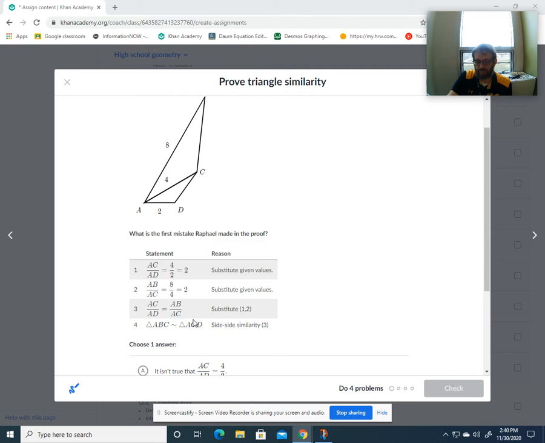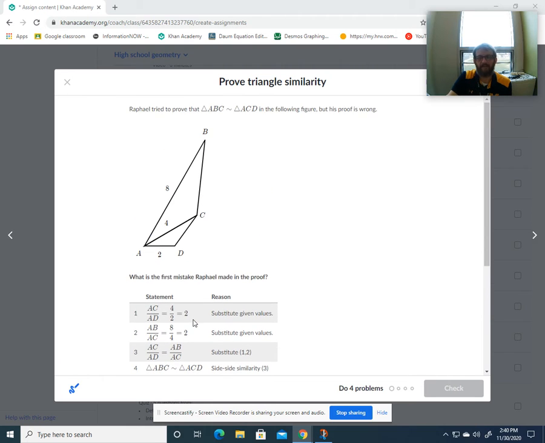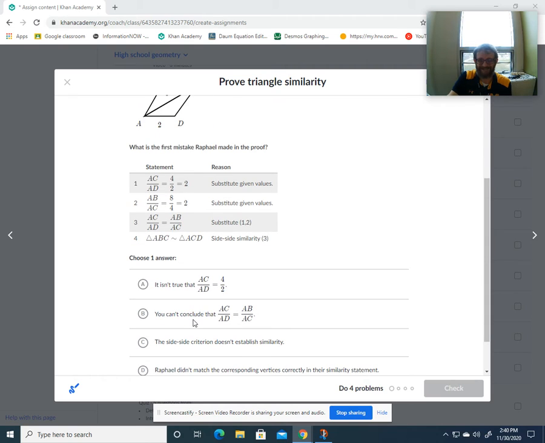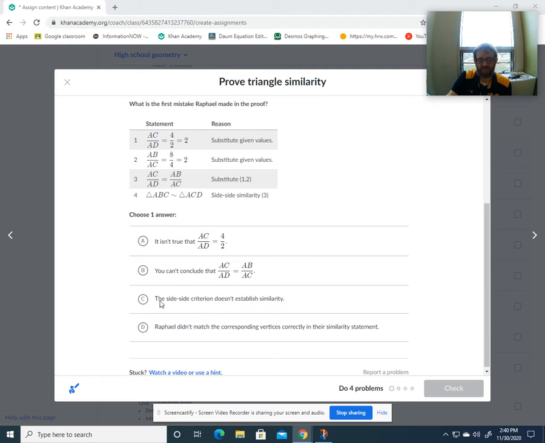Well, seems perfectly fine, except for the fact that angle establishes similarity, not side, side. You actually need side, side, side for similarity, not just two. So side, side, side, just side, side isn't good enough.